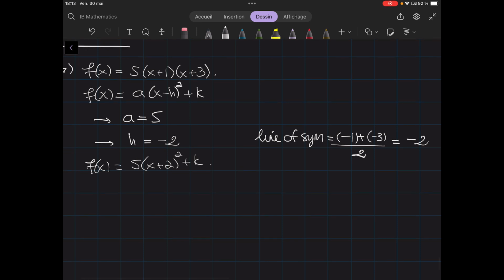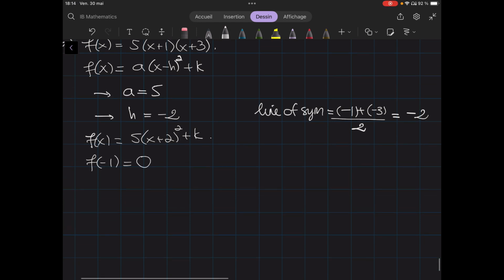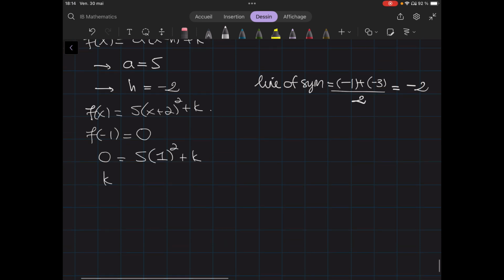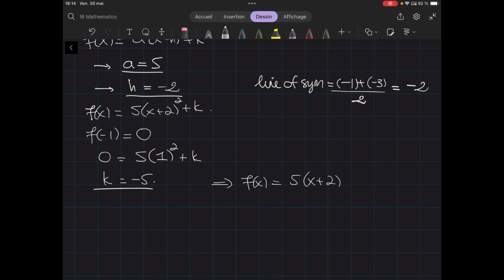Using the fact that x equals -1 is a root, we can write that f of -1 is equal to 0. From there, we can find the value of k readily. Putting it all together, f of x is equal to 5 times (x plus 2) squared minus 5.